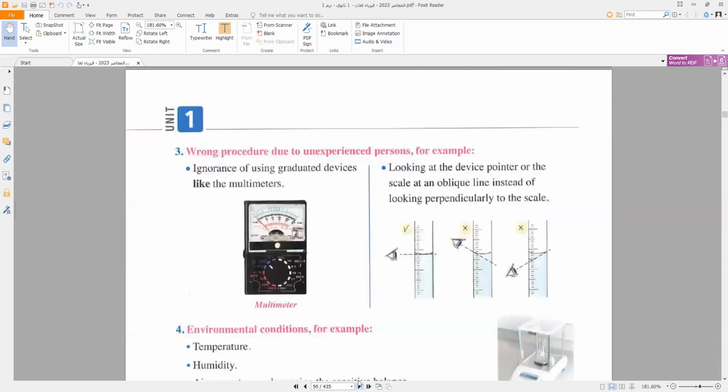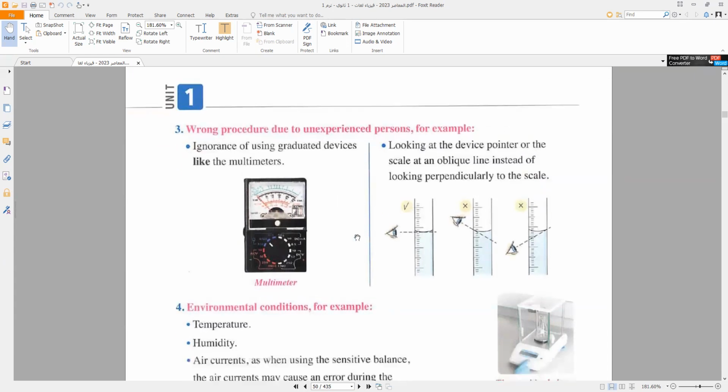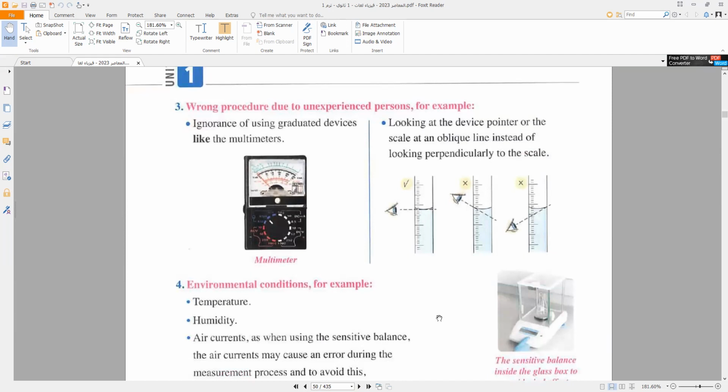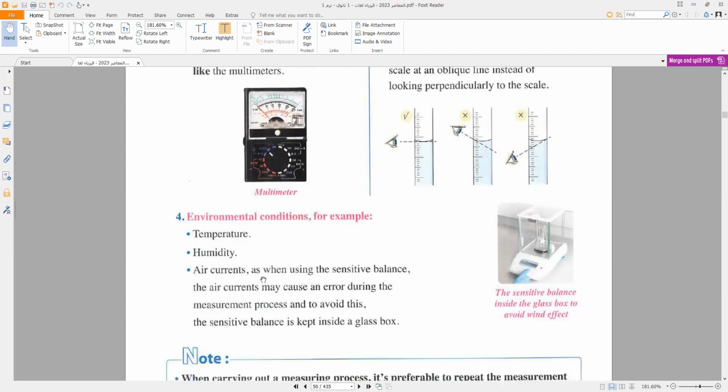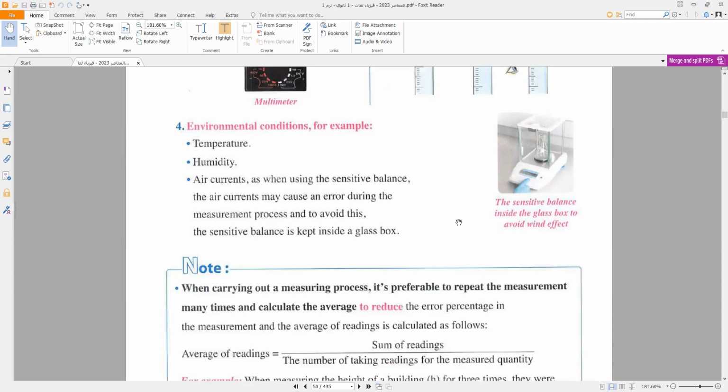Number three, an inexperienced person using the tools. For example, for measuring the volume of a liquid, you must see it in the same plane as your eye, not inclined like this or this. This is the correct position. Number four, environmental conditions such as air currents, which may affect the mass of an object, especially for small masses, and the temperature and humidity of the air.